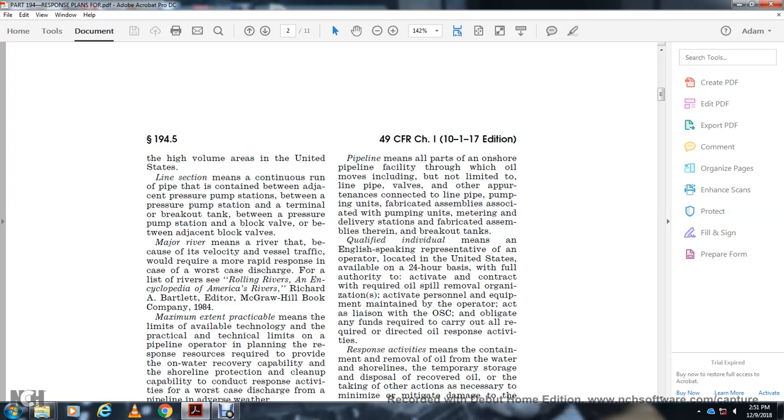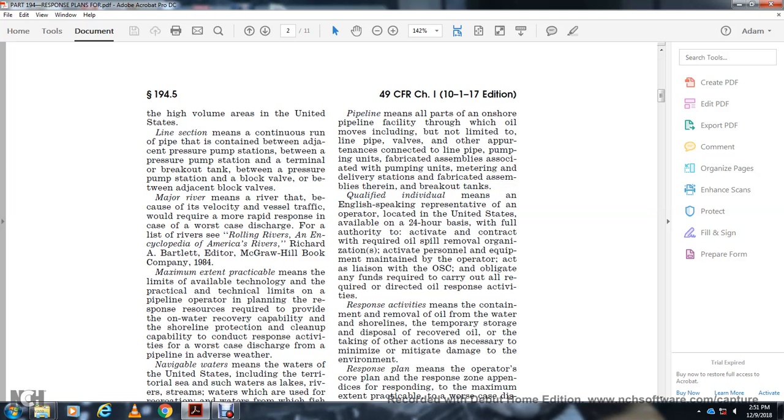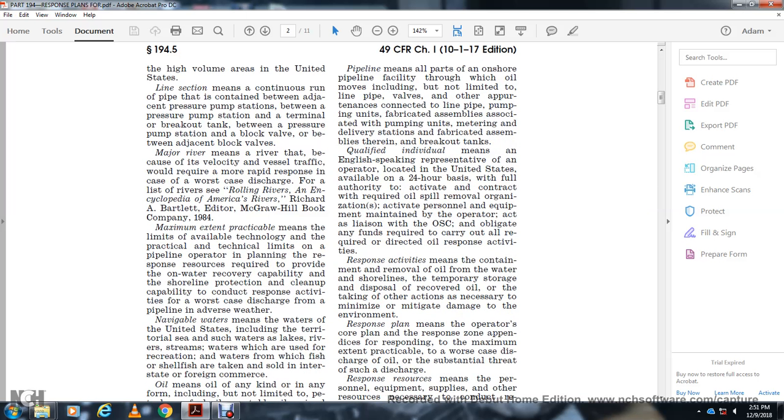Qualified individual means an English-speaking representative of the operator located in the United States, available on a 24-hour basis, with full authority to activate the contracted spill removal organization or personnel and equipment maintained by the operator, to act as liaison with the OSC, and to obligate funds required to carry out all required or directed oil response activity. Response activities include the containment and removal of oil from the water and shoreline, temporary storage and disposal of recovered oil, and taking other actions as necessary to minimize or mitigate damage to the environment. Response plan means the operator's core plan.